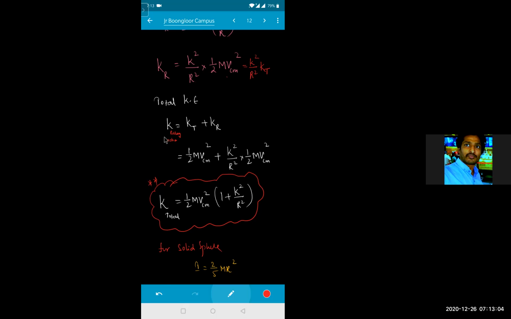The combination of translatory and rotatory is the total kinetic energy of a rolling body. So translation kinetic energy is half into m into VCM square, and rotatory motion is k square by r square into half into m into VCM square. Half m VCM square is common.